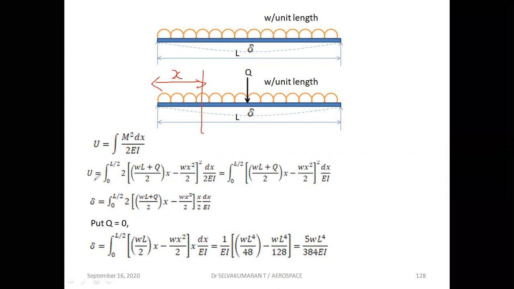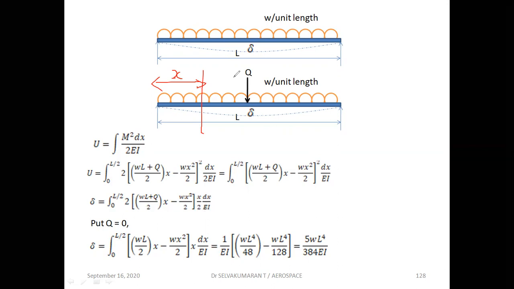So ∂U/∂Q, ∂U/∂Q. This power you just differentiate partially. So 2 times into delta is equal to ∂U/∂Q. So differentiate the power, (WL plus Q)/2 into x minus Wx squared by 2, into the partial derivative of Q, that is Q with x by 2 you will get. So if you differentiate partially Q you will get x by 2, into dx by EI.